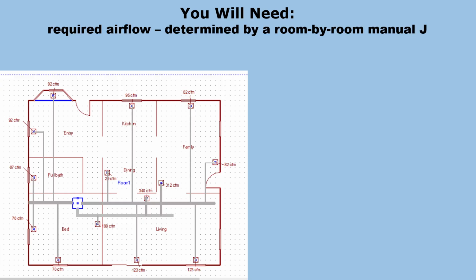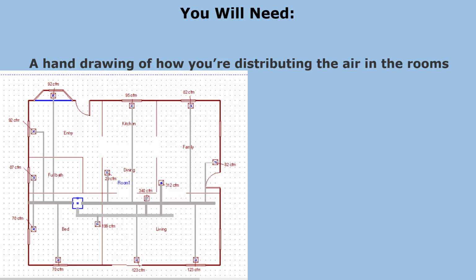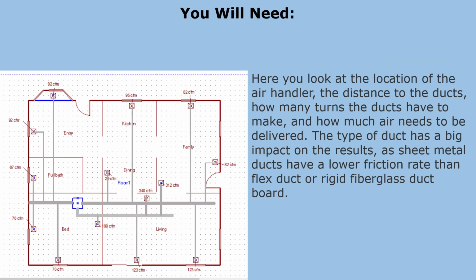You will need the required airflow determined by a room-by-room Manual J, what equipment you're using, and a hand drawing of how you're distributing the air in the rooms. It doesn't have to be anything fancy, but you've got to know your lengths and fittings. So just a hand drawing is fine, but you do need that. Here you look at the location of the air handler, the distance to the ducts, how many turns the ducts have to make, and how much air needs to be delivered.